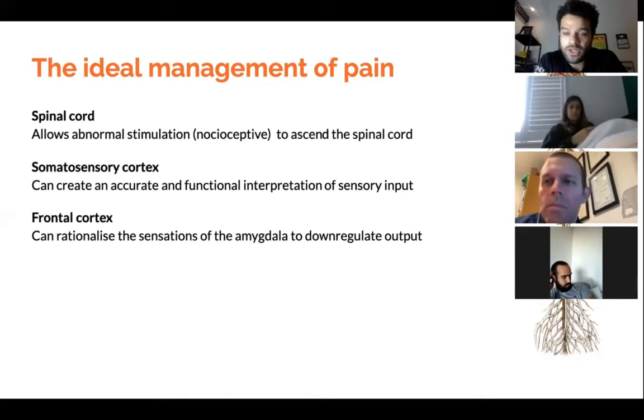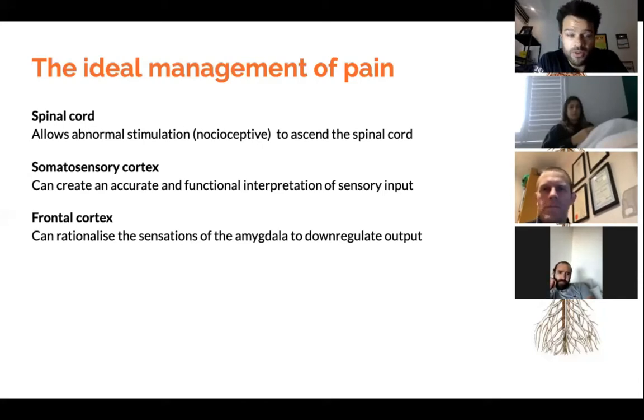We have a lot of patients where normal stimulation is allowed to cause a pain response. So, for example, patients who have picked up something 100 times, and that one time it caused them pain, and they haven't been able to pick it up since. No inflammation, no tissue damage, just sensitization.